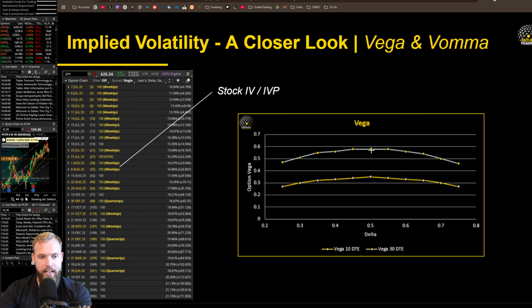So you'll notice that as we go deeper in the money or deeper out of the money, no matter where you are, your Vega is going to contract. And Vega simply tells us what is the expected rate of change of an option's premium per 1% change in implied volatility. And I have a video that goes through all the Greeks in detail. You can check that out at your leisure.